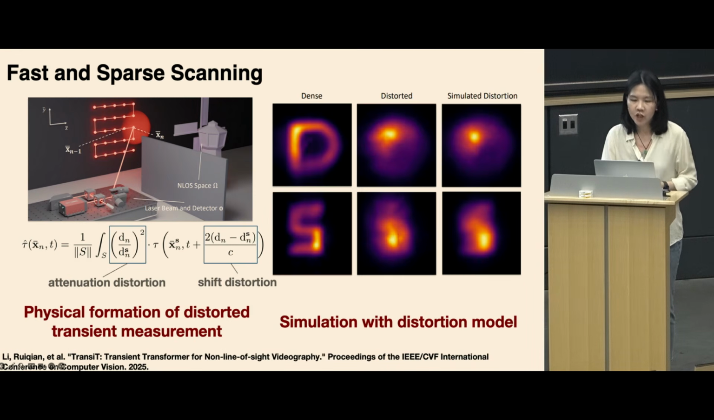However, there is one more issue. The galvanometer cannot jump instantly between points. Rather, the scanning effectively sweeps along a short path during each measurement. So this creates fast scan distortion. We need to explicitly model these physical distortions.